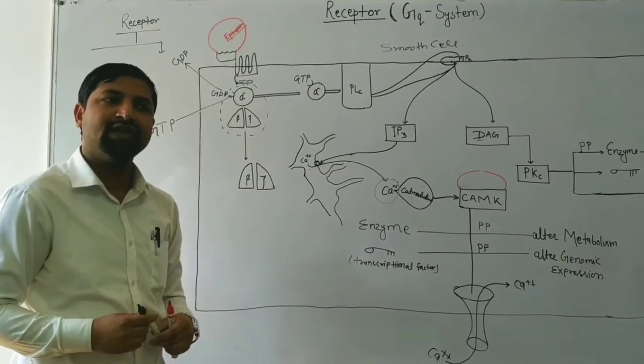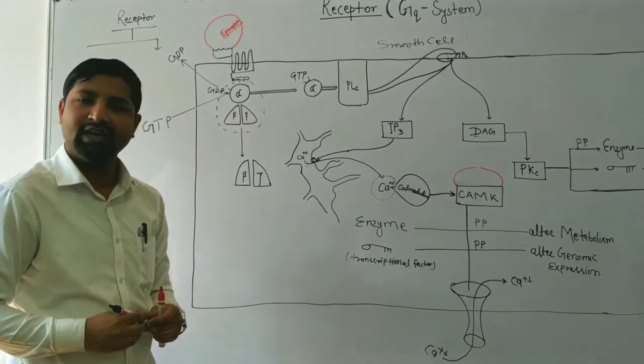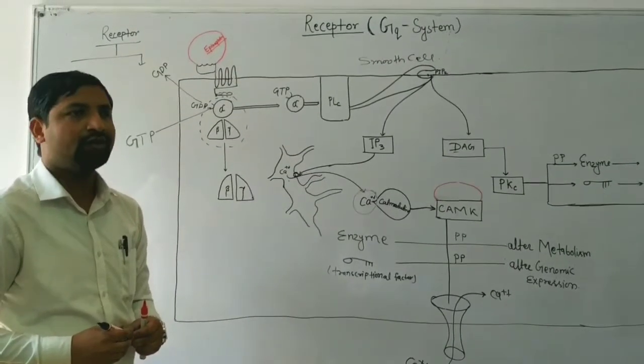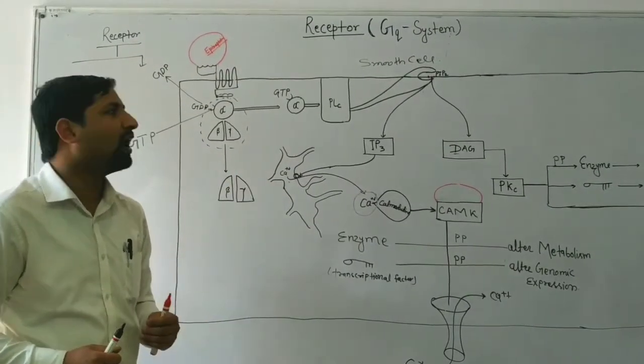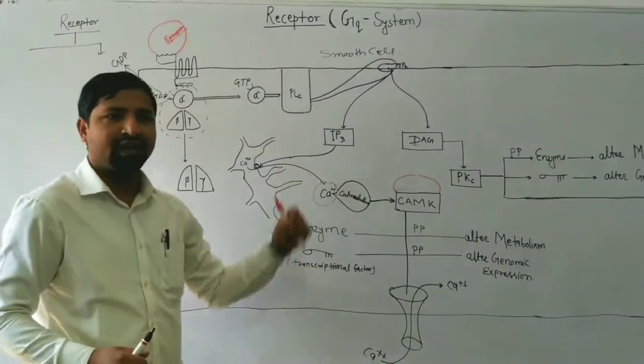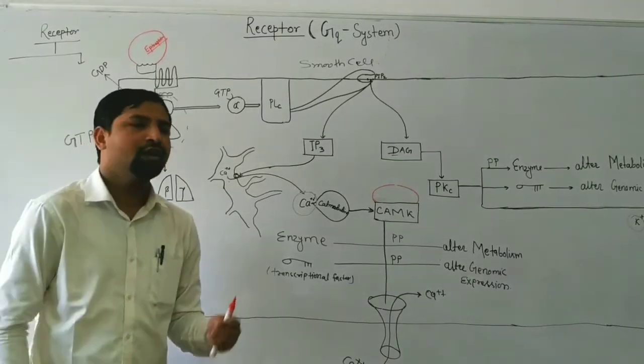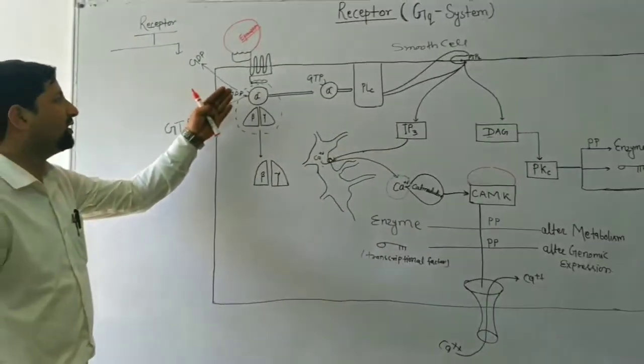What is the IP3-DAG pathway? IP3 is inositol triphosphate and DAG is diacylglycerol. This is the pathway because IP3 and DAG will form in this system as secondary messengers. That's why this is known as the IP3-DAG pathway.